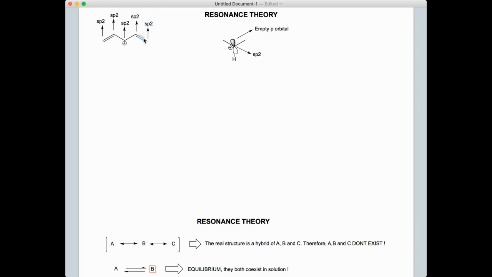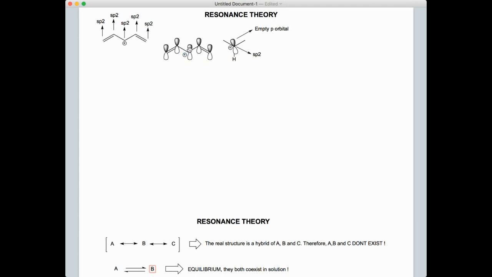next to each other. I'm gonna draw once again my orbital picture, and I suggest you guys do this every single time, especially when you're learning this, so you know what to do, right? So I have 5 sp2 carbons, 5 p orbitals next to each other. The only difference is that this one is empty.